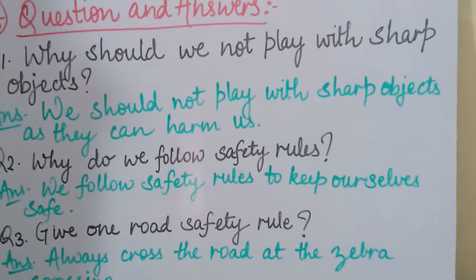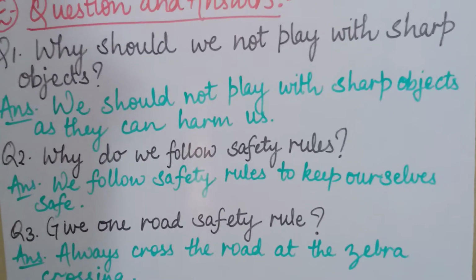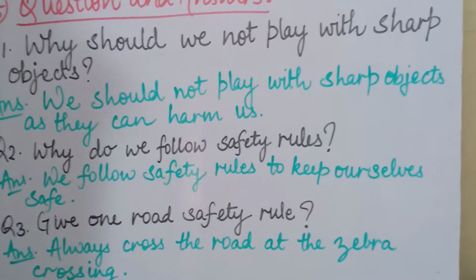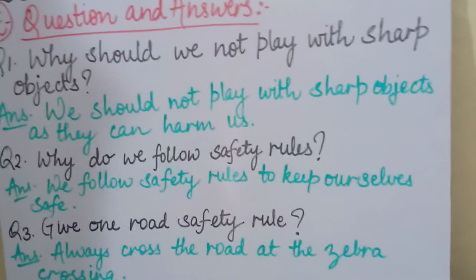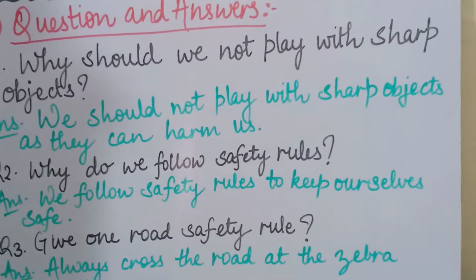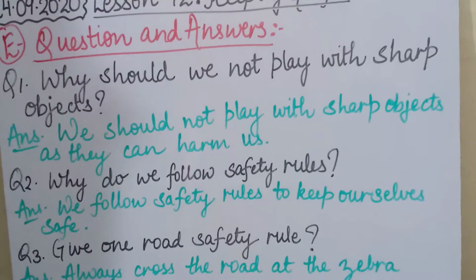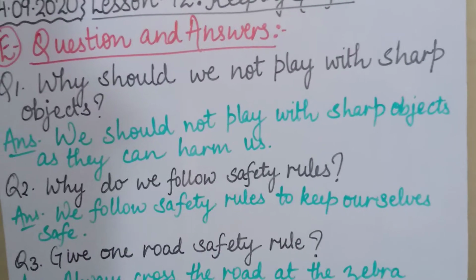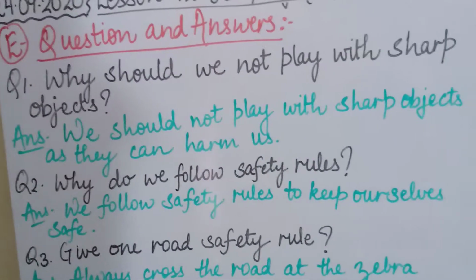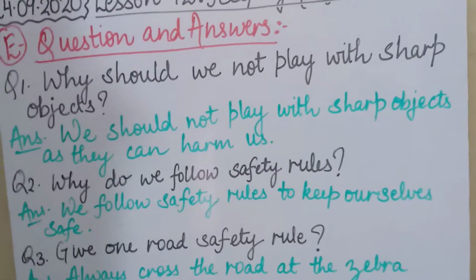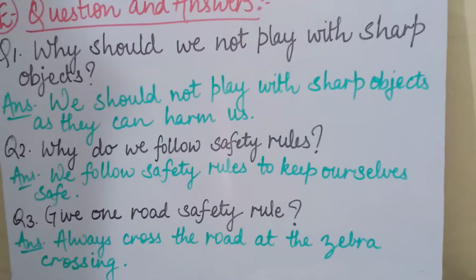Now when you are on the road, what all safety rules will you follow? You will always walk on the footpath. Agar aapko chalna hai to you will walk on the footpath. Never run on the road. Road pe bhagna nahi. Never play on the road. And the most important rule is that always cross the road at the zebra crossing. And if there is no zebra crossing, then wait till the road is clear. Agar zebra crossing nahi hai, to aapko road clear hone tak wait karna chahiye.